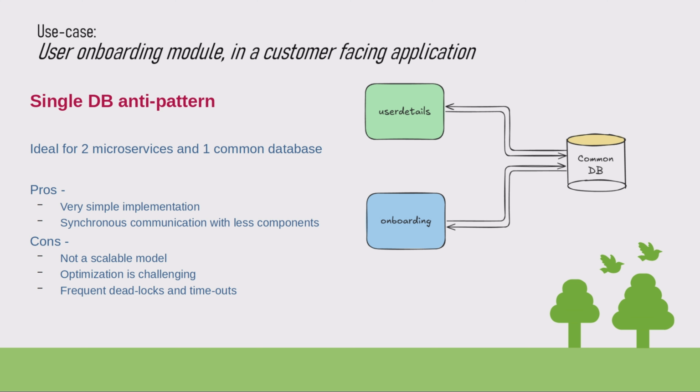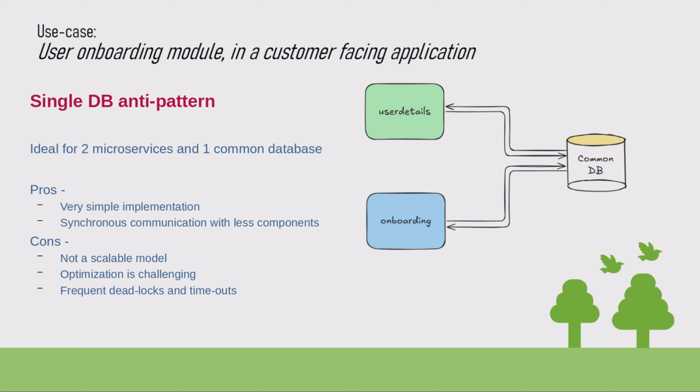So let's start with a single DB design pattern that is also known as an anti-pattern because that is not encouraged much as per the industry standards and for various other security reasons as well. So ideally, it is a good use case when we have just the two microservices and one common database. As you can see, the pros are that it is a very simple implementation. It supports synchronous communication, but definitely it is not a scalable model. Optimization will be a challenge. Frequent deadlocks and timeouts will be there.